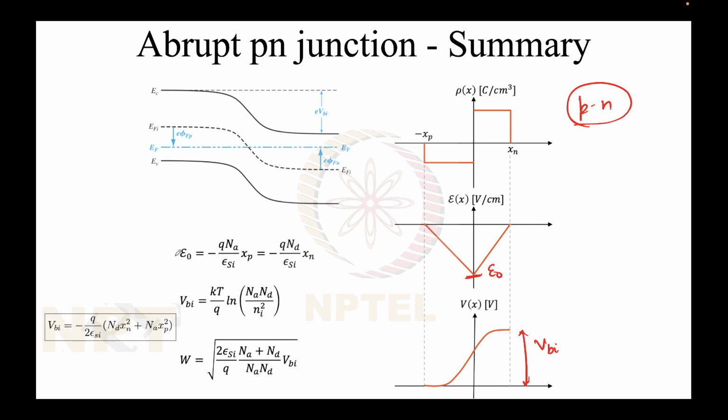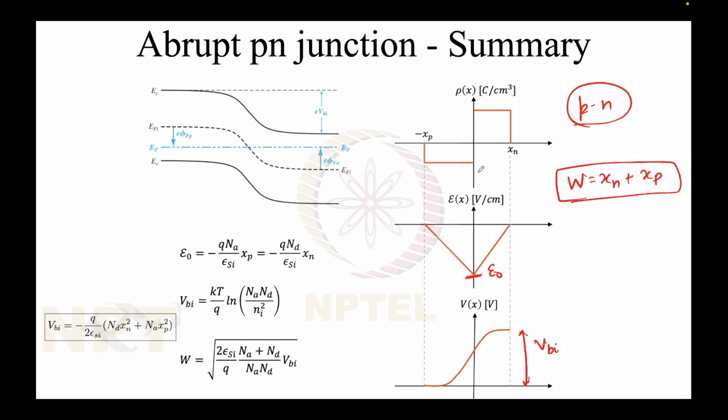And we also saw that if you integrate this you should get a quadratic. It looks something like this. These two are the same. So if you put VBI here, you can get XN and XP. What are XN and XP? XN and XP are the depletion widths on the N side and P side respectively. Total width is W. So W, remember, is XN plus XP. Please always remember that, right?